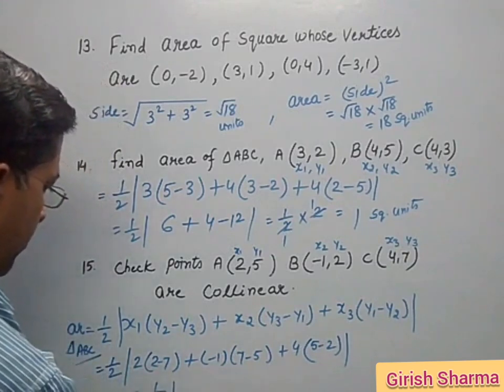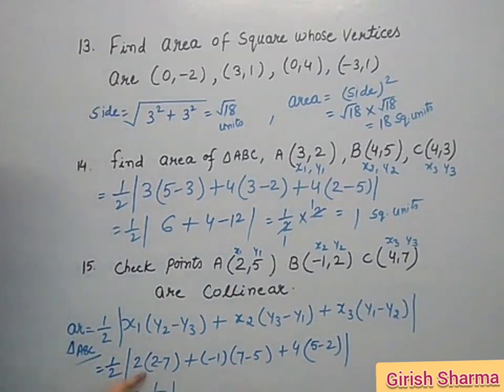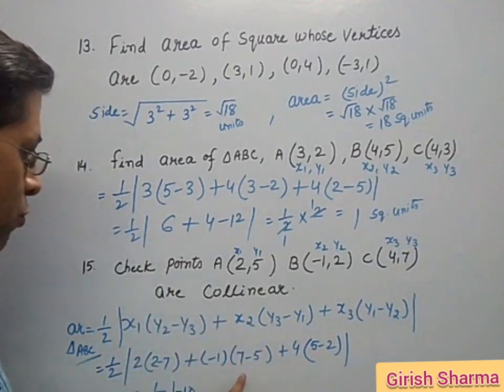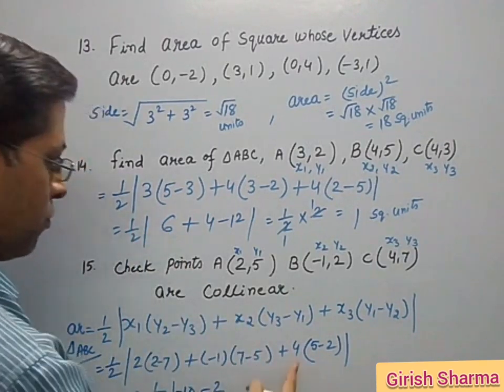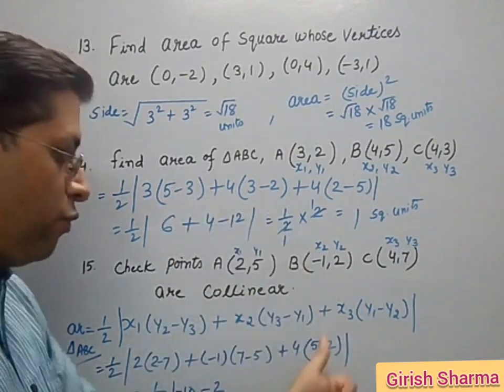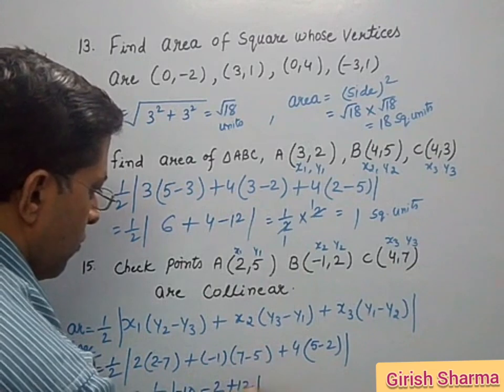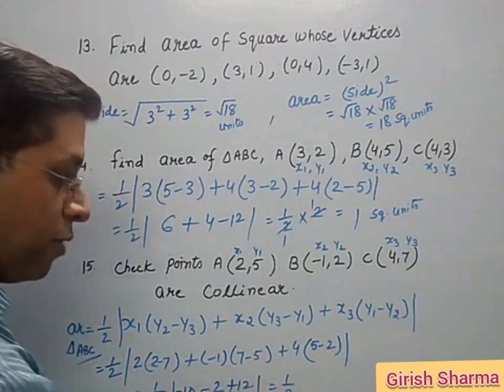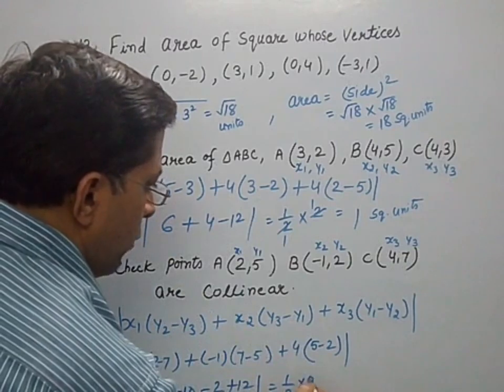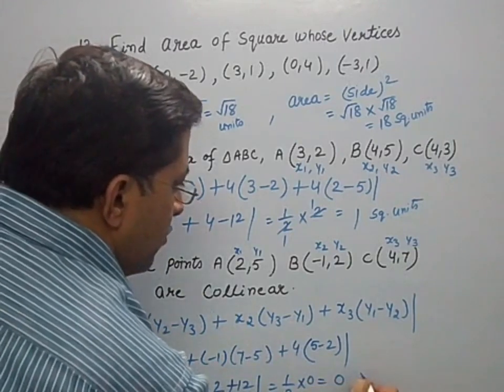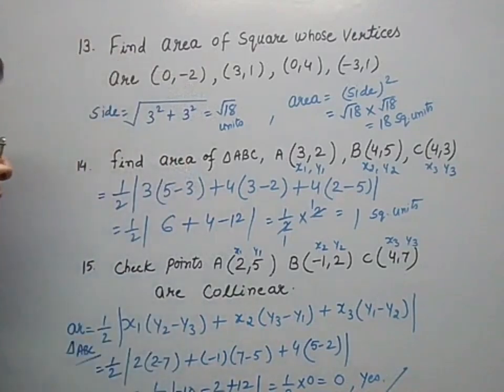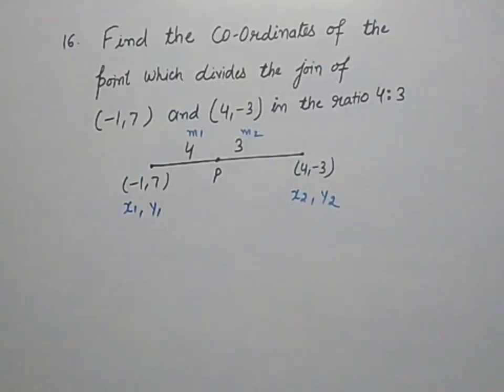Let me check. Minus 5 twos are 10, and this will become minus 10. Okay, here 2 and here minus 2. 5 minus 2 is 3, 3 fours are 12. This will become 0. Minus 12 and plus 12 becomes 0. 0 multiplied by any number is 0. Then we can say yes, these points are collinear. Are you getting? Come on to the next question.